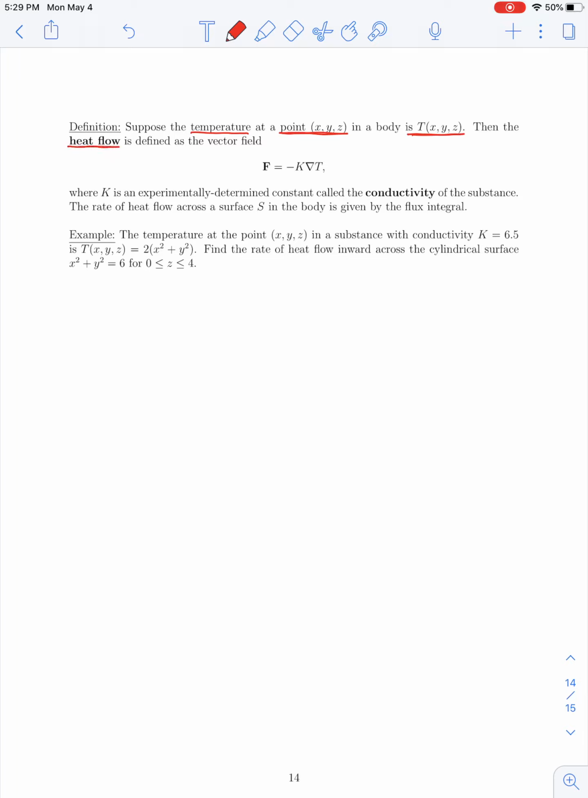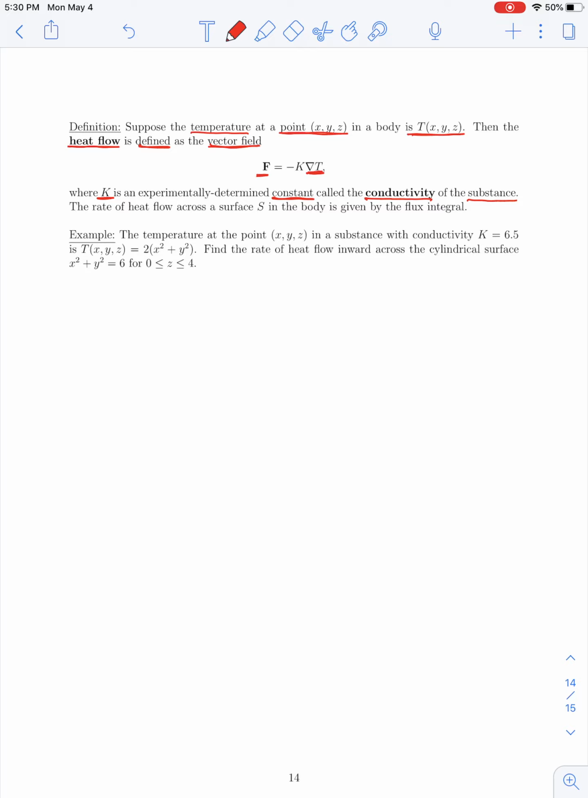Then the heat flow is defined as this vector field F, which is given by negative K times the gradient of our temperature function, where K here is some constant called the conductivity of our substance, whatever this object is made of.